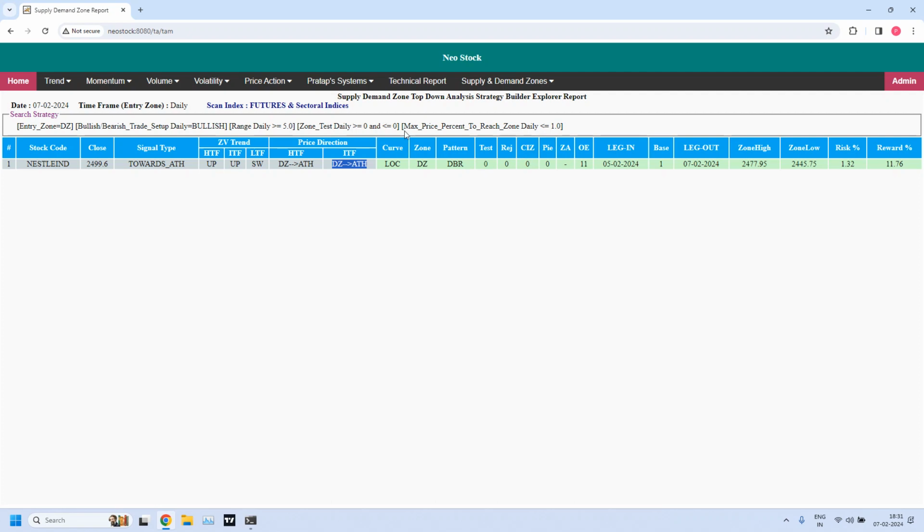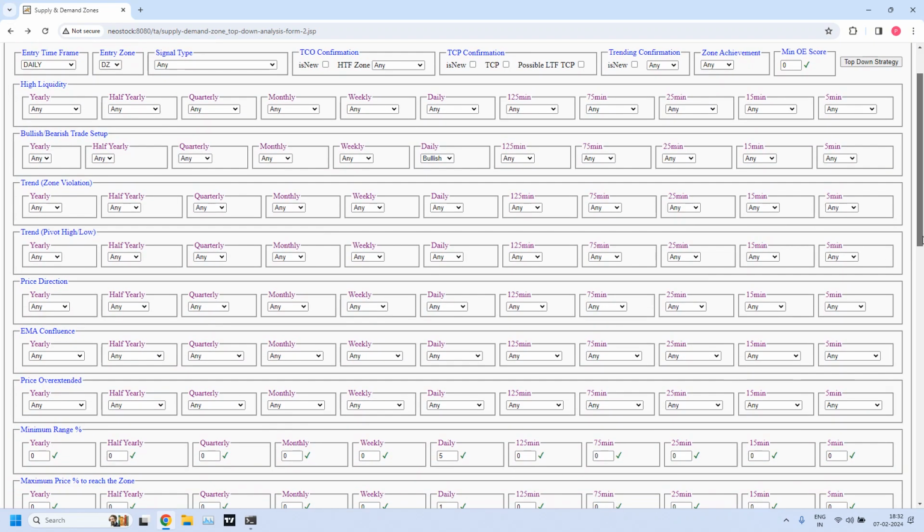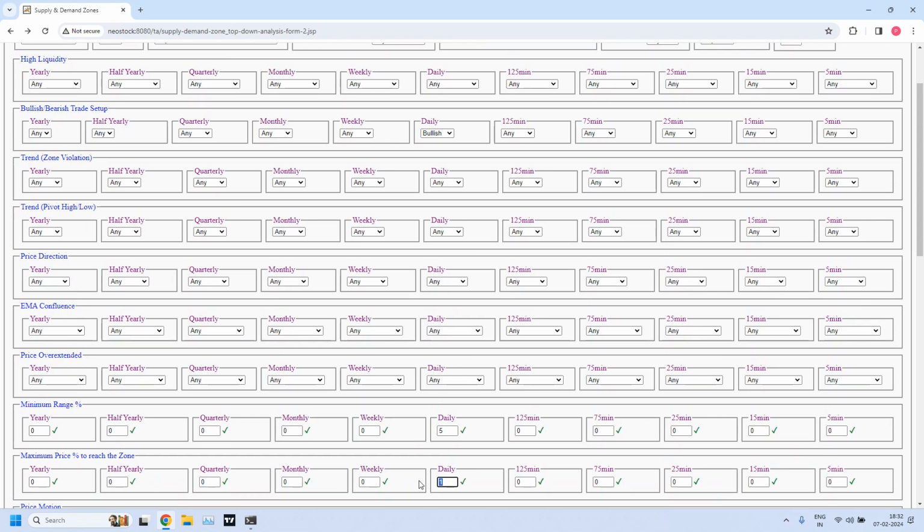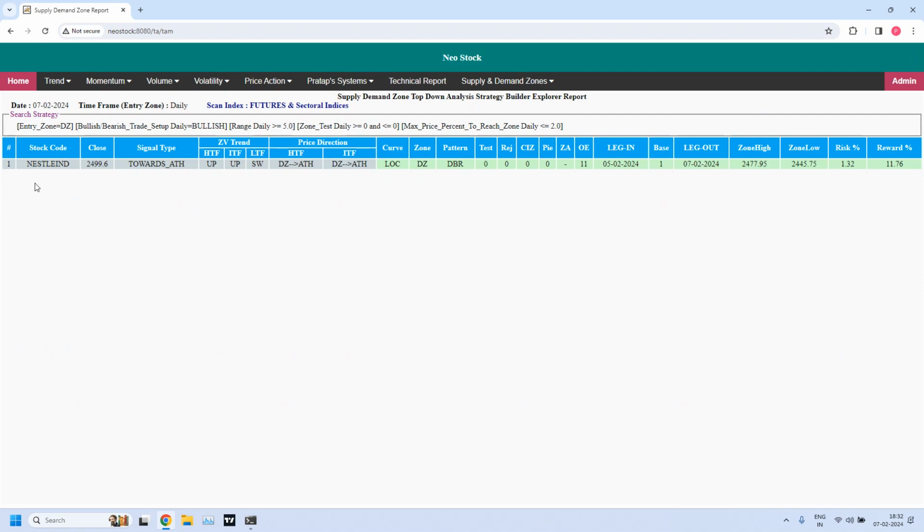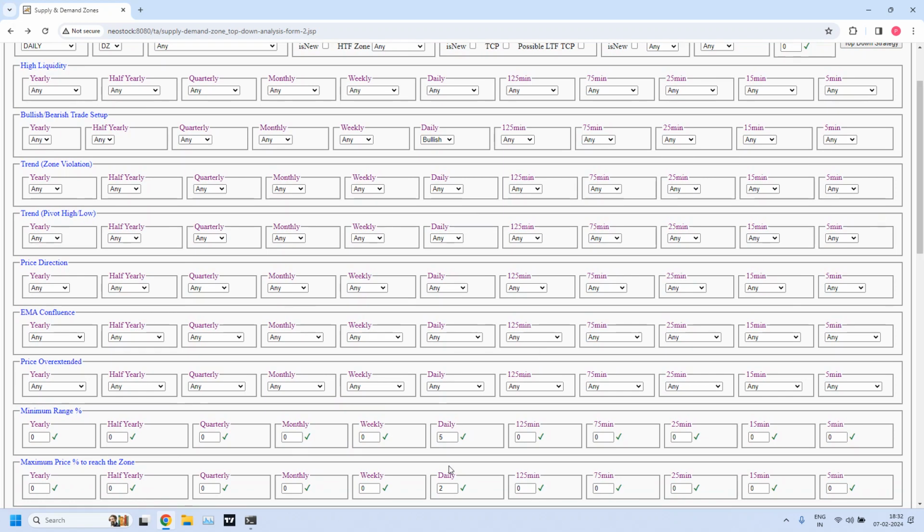So that's why now let us increase this max price to reach the zone. Currently we set 1. Instead of 1, let us increase to 2%. Within 2%, even Nestle also will come, but this is within the 1% level. Within 2%, Nestle and some other stocks also will be listed. So let's go back. We will generate the report again by changing the 1% value to 2%. In this parameter, we changed maximum price percent. We changed 1 to 2. Now let us generate. Still, within 2% also only one stock is there. Except this, no other stocks are available. So that's why, within 3% we will check. Now let us change 2 to 3.